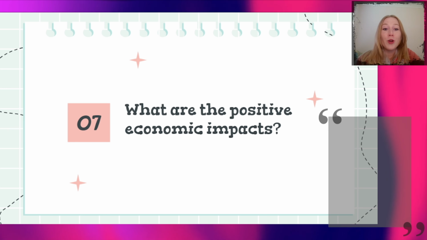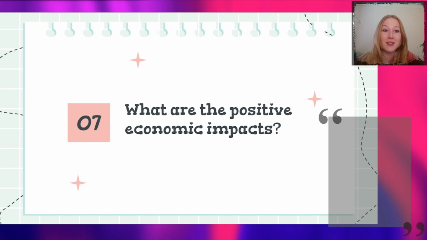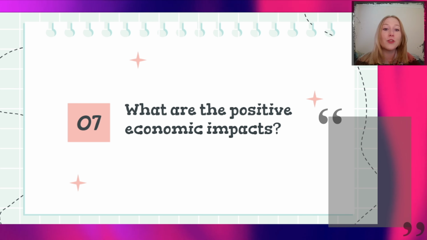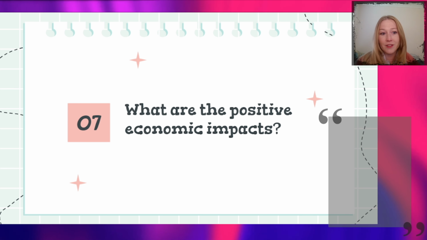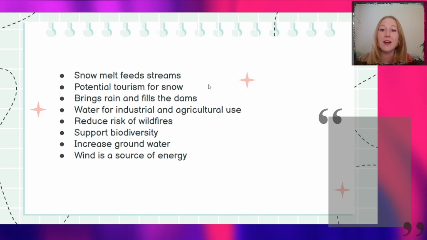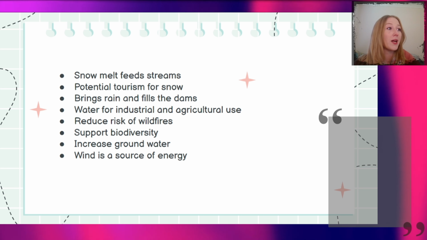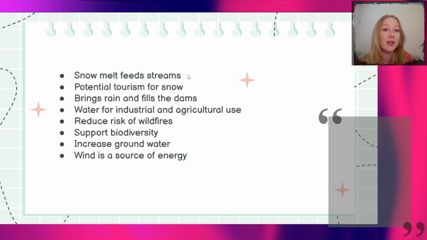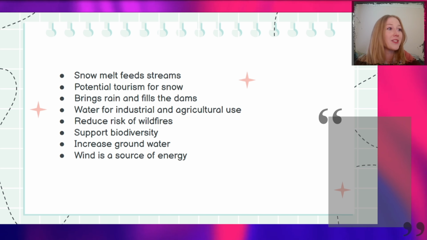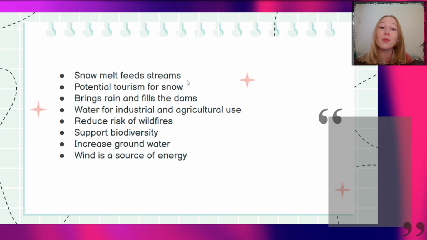But there are also positive impacts to these mid-latitude cyclones and these cold fronts. If the question is asking for the impact of cold fronts, you can look at positives and negatives. In this question, they were exclusively asking about the positive impacts. We have a lot of water that is brought from the rainfall or from snowmelt. So the snow would melt and feed into the streams and feed into the dams and all of the hydrological systems. It can potentially bring tourists.